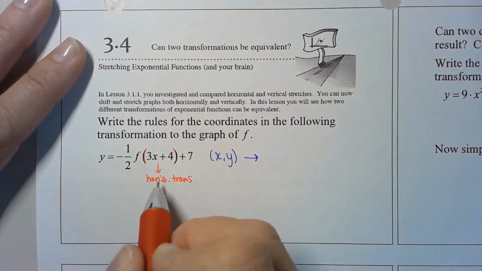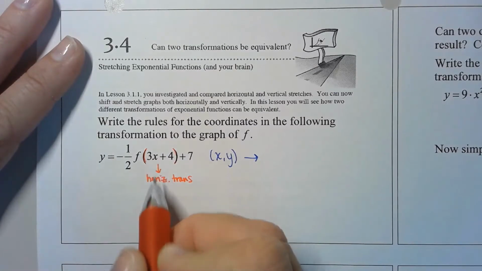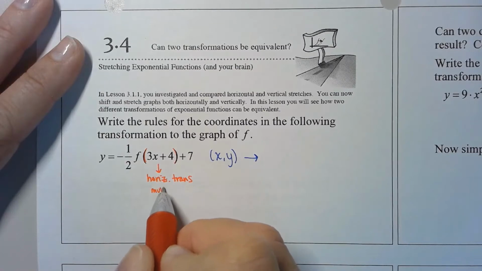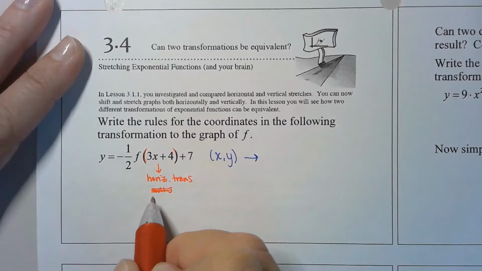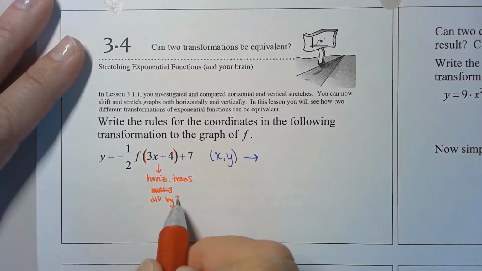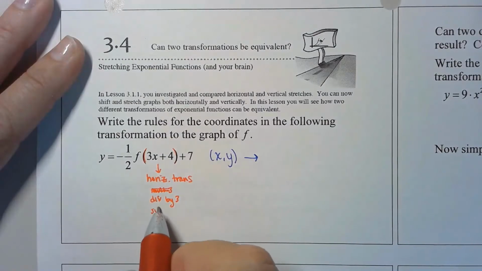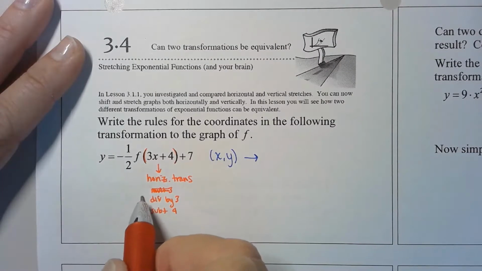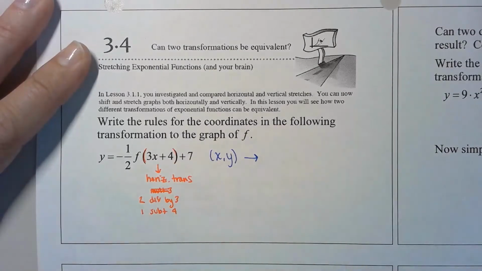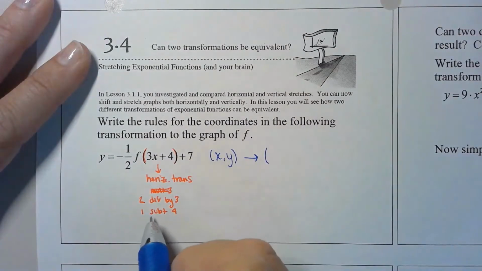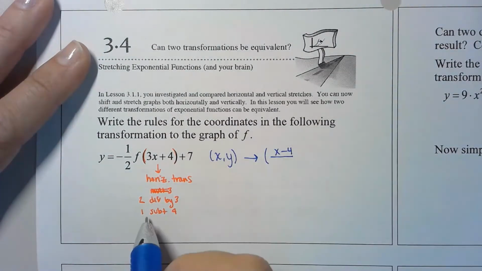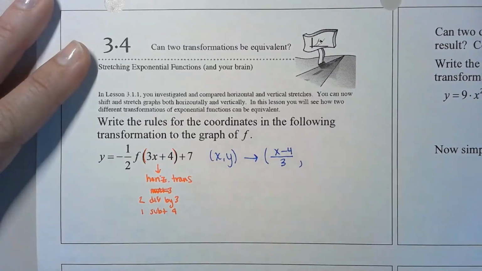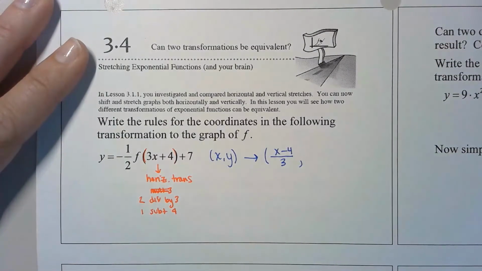So if it says 3 times x, we know we're going to be dividing by 3. And if it says plus 4, we know we're going to be subtracting 4. But remember, we're going to do the subtraction before the division. So I'm going to take x and subtract 4, and I'm going to take that answer and divide by 3. That's how I'm going to find my new x coordinates.